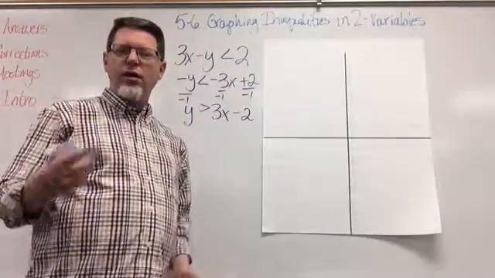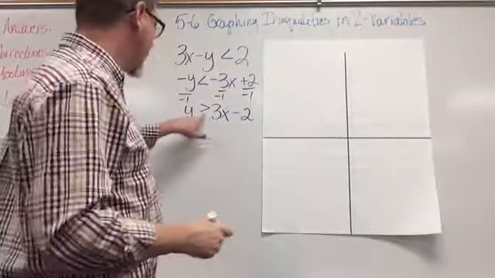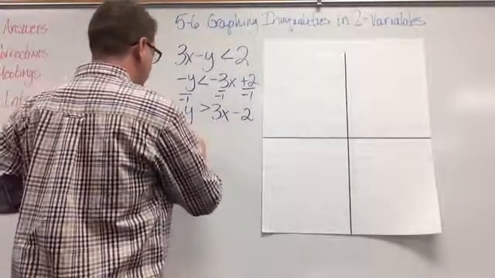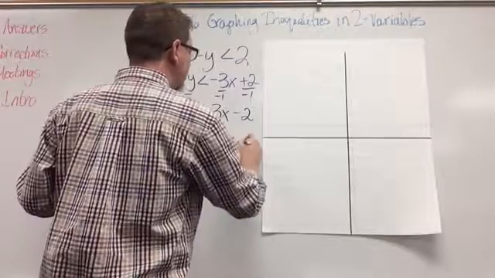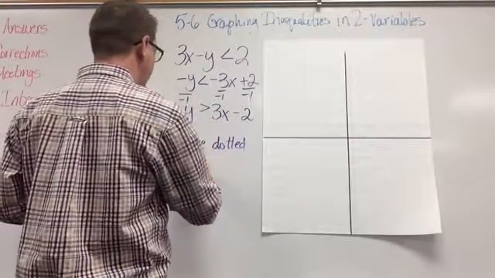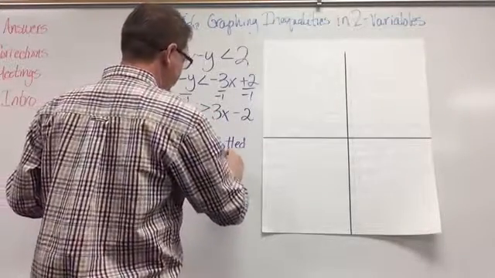So what can I formulate from this? Well, I've got a greater than, so I know the line is going to be dotted. And I know that I'm going to shade above because it's greater than.